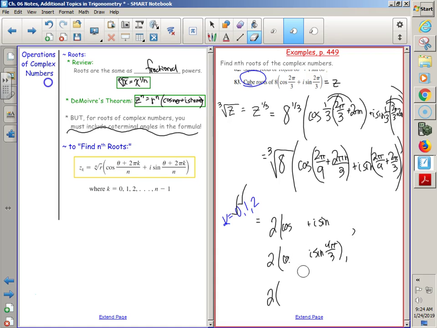Adam just caught that I didn't get my denominator right when I multiplied 3 times 3. So the idea is still the same. I just got that multiplication off. Let me go ahead and get my cosine plus I sine ready.